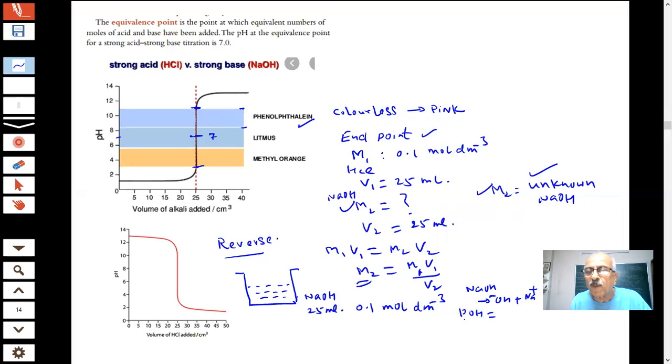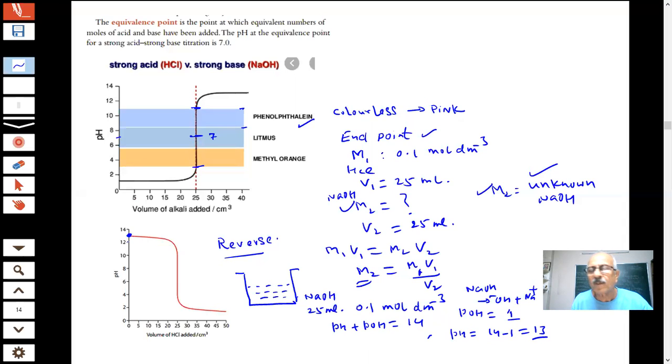What will be the pOH of this? The pOH of 0.1 will be what? If I take the minus log of this, how much is it coming? 1. Then what is pH plus pOH? Tell me what this is. 14. Then what is the pH? 14 minus 1, how much? 13. Right or wrong? Tell me. Right, sir. So here you can see we are starting from this point.